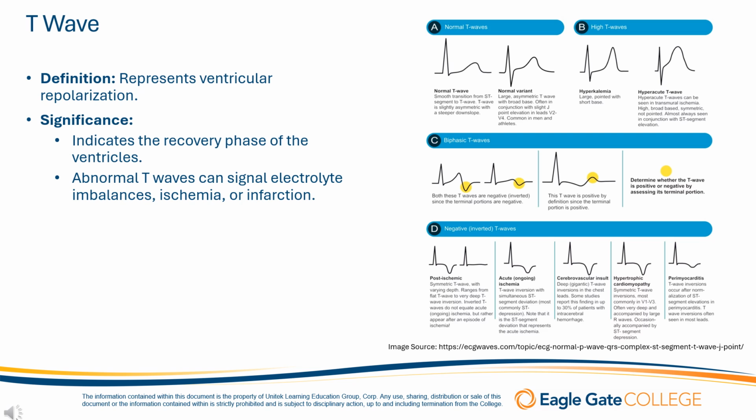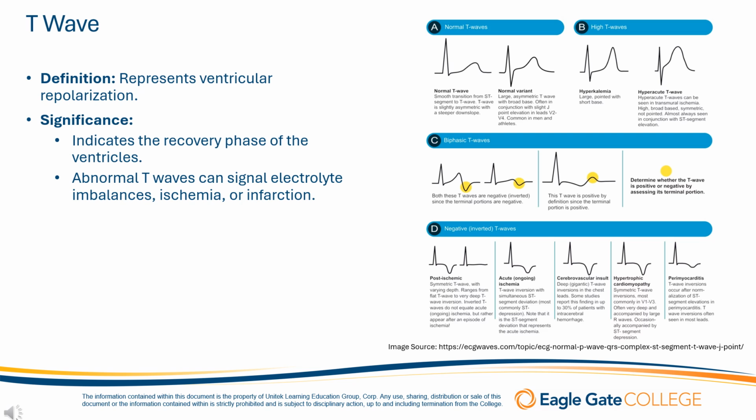So what do we want to see? The T wave is normally upright in most leads. It should be rounded and smooth, and the height of the T wave is generally less than 5 millimeters in limb leads and less than 10 millimeters in precordial leads.